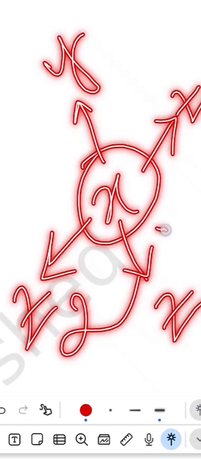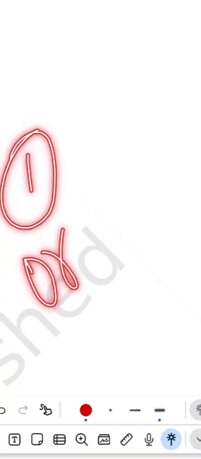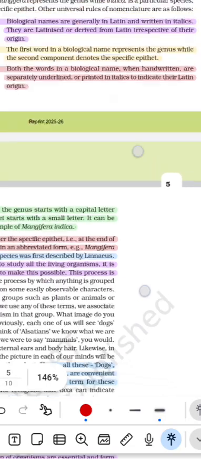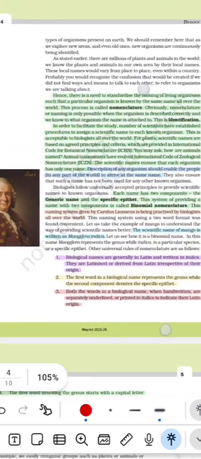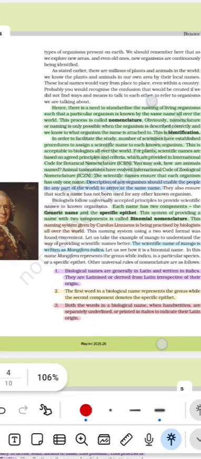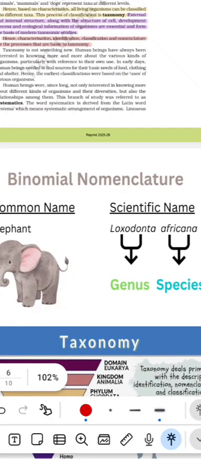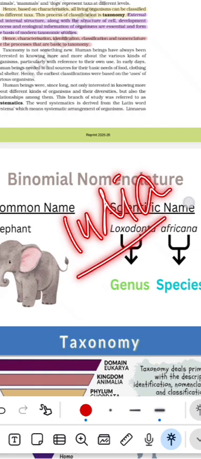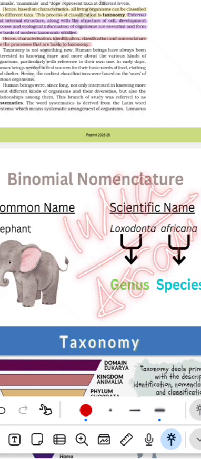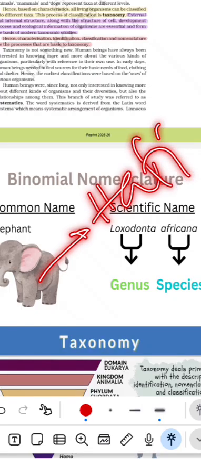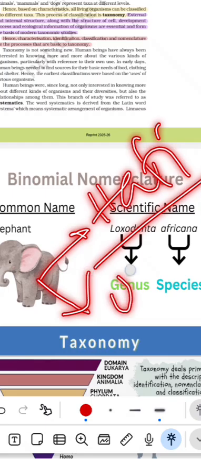To resolve this problem, Carolus Linnaeus proposed that one organism should have only one name, and this type of nomenclature is called binomial nomenclature. For example, take an elephant. Its common name is elephant, but in many countries like India and other Asian countries, it is known as Hathi, and many more names.